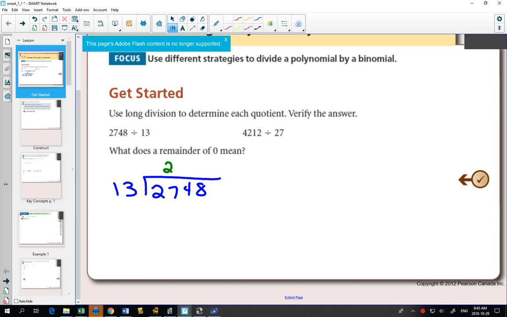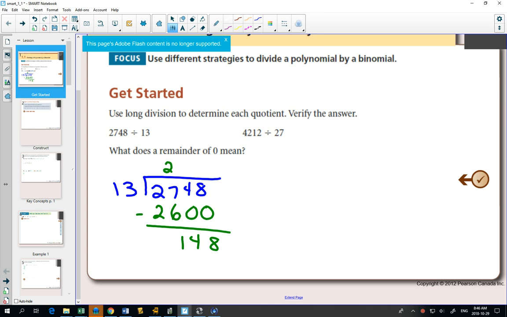So when I do 2 times 13, it's 26. But really, 200 times 13 is 2,600. So they told you to write the 26 there, but really what you're doing with that 2 there is you're saying 200 times 13 is 2,600. That gets pretty close to 2,748. And then you would need to subtract. So after subtracting, you're left with 148.